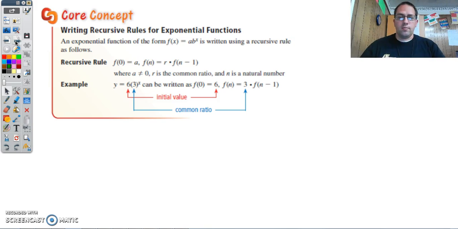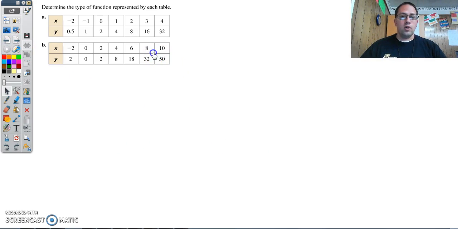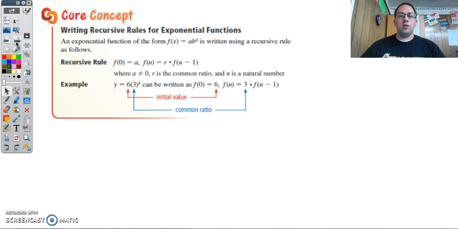All right, recursive rules. All right, but recursive, what does that mean? What about recurring, right? If we say that something is recurring, that means it happens over and over and over and over. Well, if you notice here, we're multiplying by 1/3 over and over and over. On this one here, we multiplied by 2 over and over and over and over. And so what we're going to do is we're going to have a recursive rule showing what is it that we're multiplying by over and over and over.